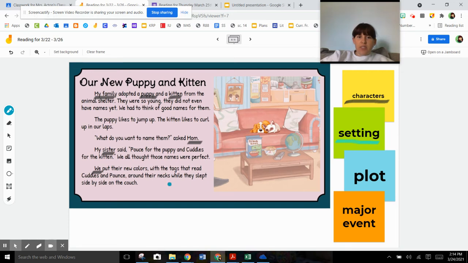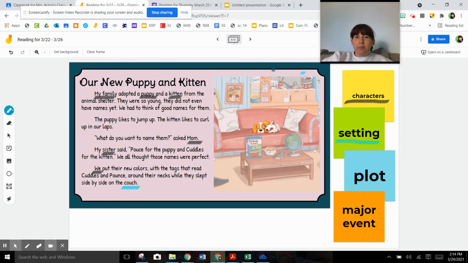But that's really the only clues that I see in the story that tell us where it's taking place until we get to the end where it says, while the puppies slept side by side on the couch. There's only one place in stories that makes sense that a couch would be at, and that's normally a house in a living room.